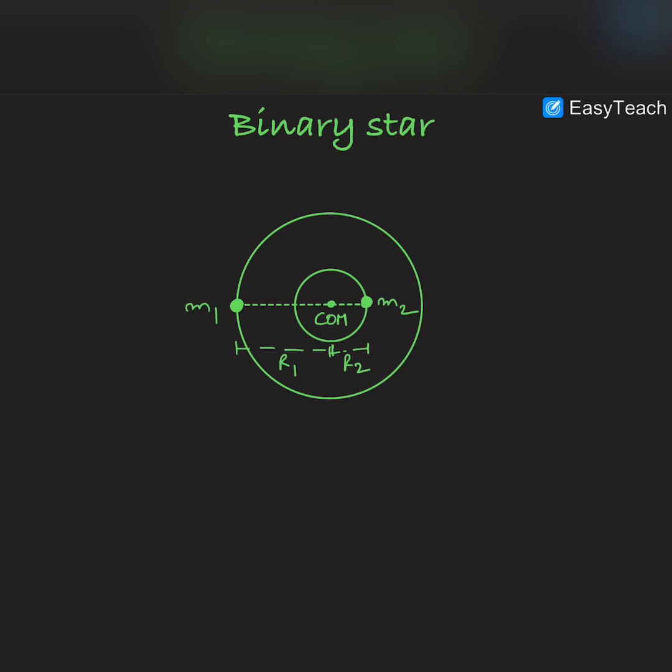So this is a binary star in which there are two masses rotating about their common center of mass, and you can see that a gravitational force F1 is acting on this one, and force F2 is acting on this one. This force is being balanced by M1 R1 omega 1 square, and this force is being balanced by M2 R2 omega 2 square.